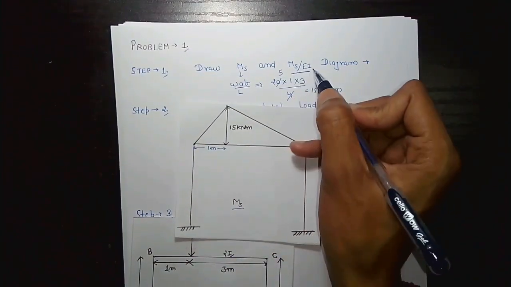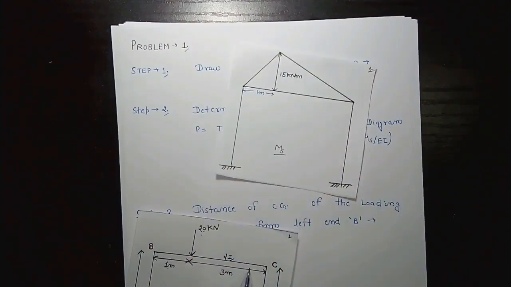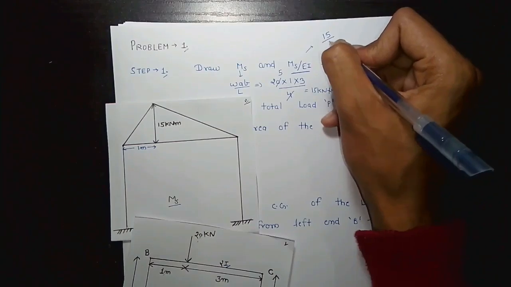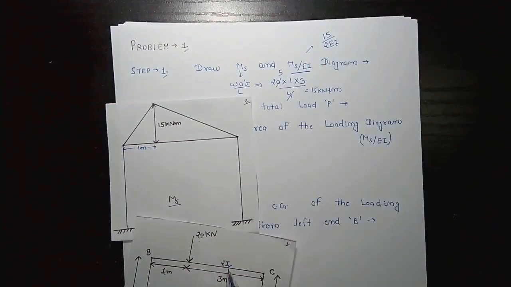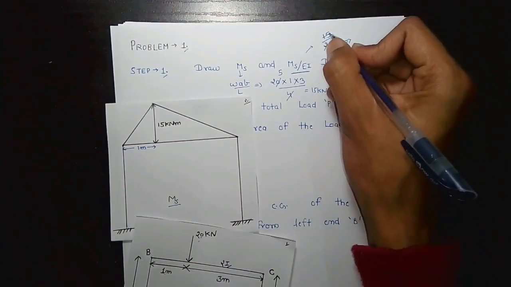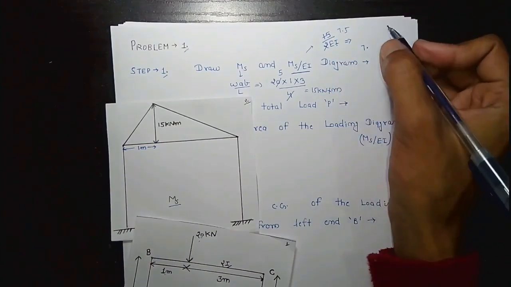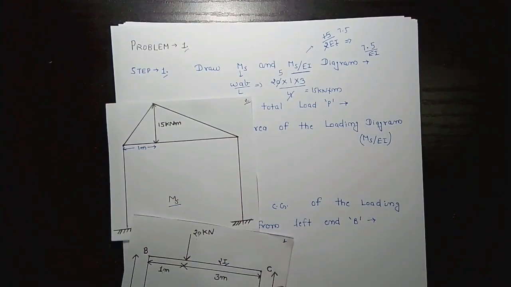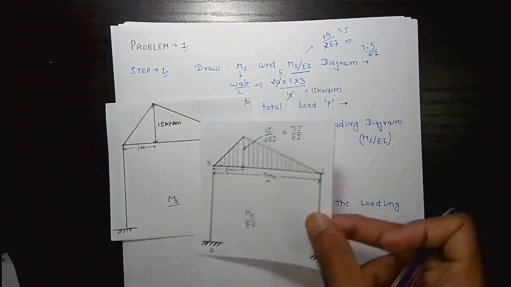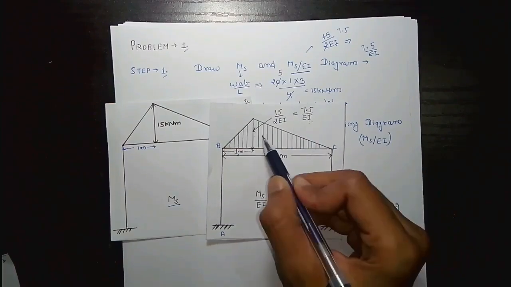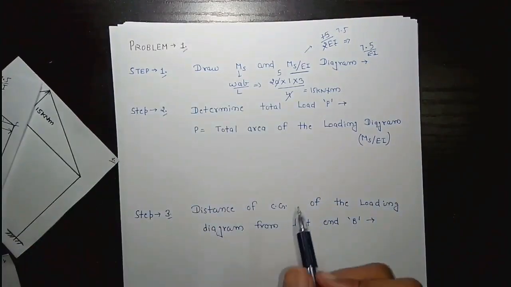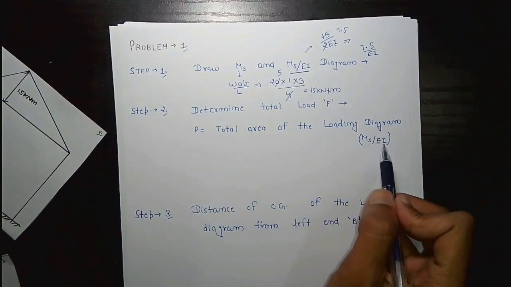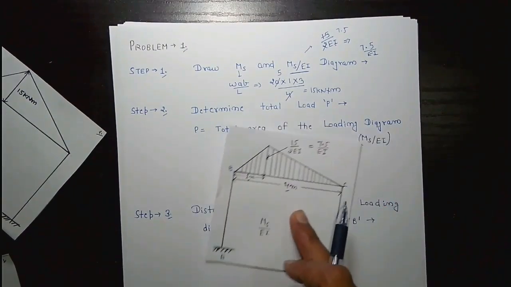To draw the Ms divided by EI diagram, because the BC span has 2I moment of inertia, 15 divided by 2EI will be 7.5 divided by EI. So the loading diagram will be like this: 7.5 divided by EI. Now determine total load P. P is equal to the total area of the loading diagram or Ms divided by EI diagram.